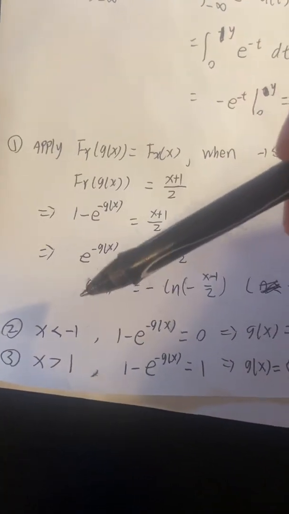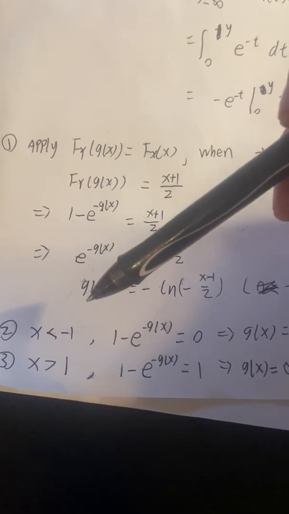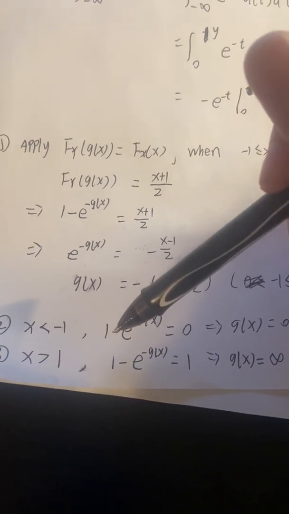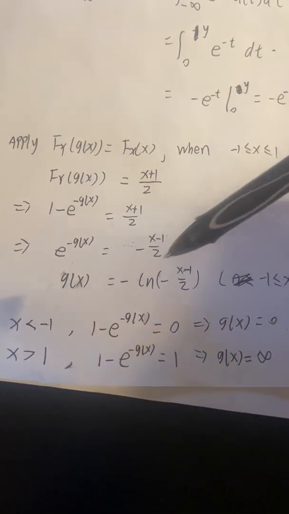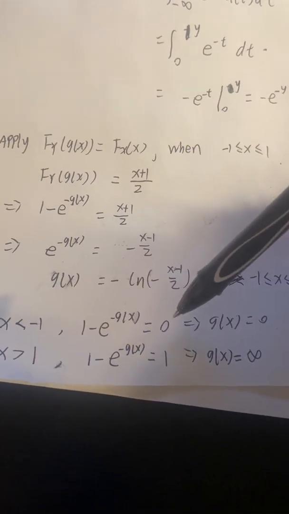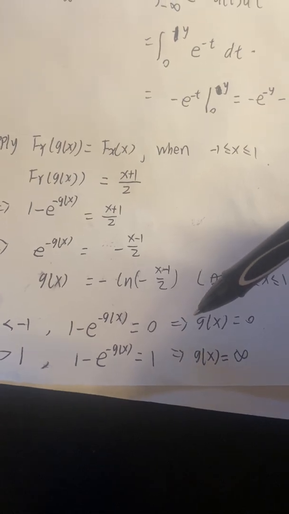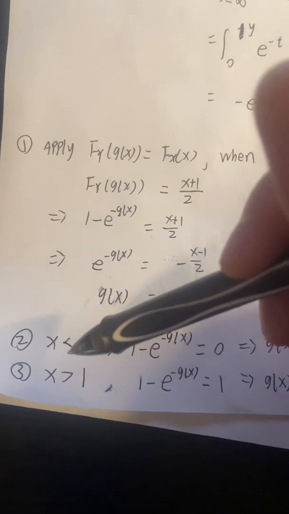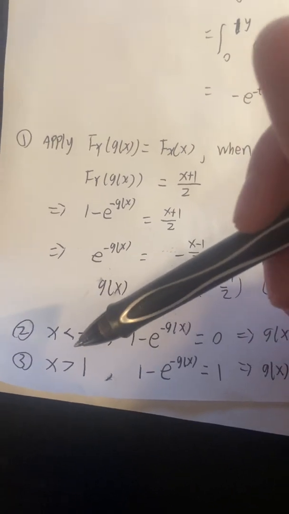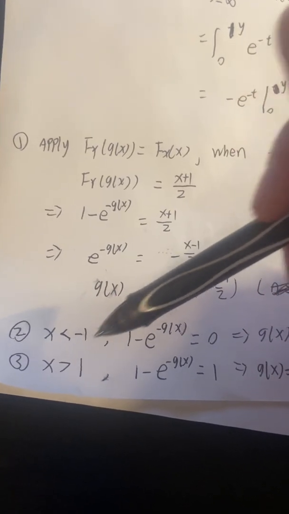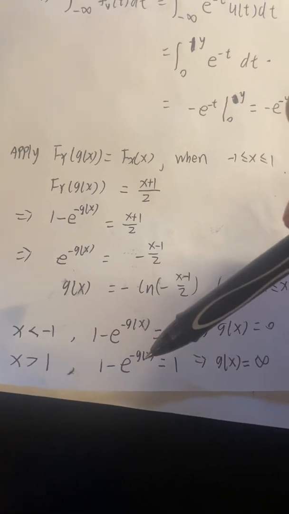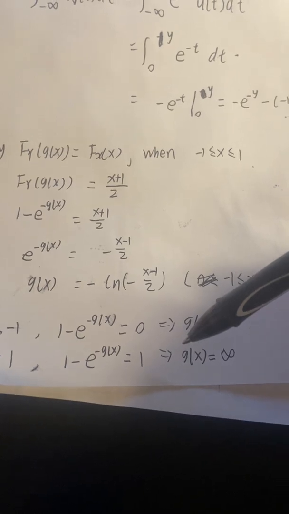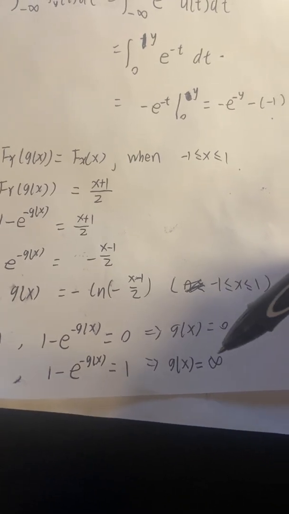And then if x is less than -1, the left side is the same and the right side will be 0, and then we can calculate that g of x will be 0. When x is greater than 1, the left side will be the same, the right side will be 1, and then we can calculate that g of x will be infinity.